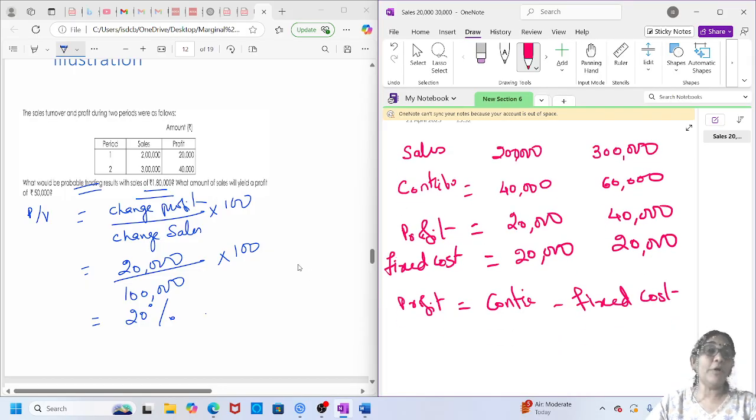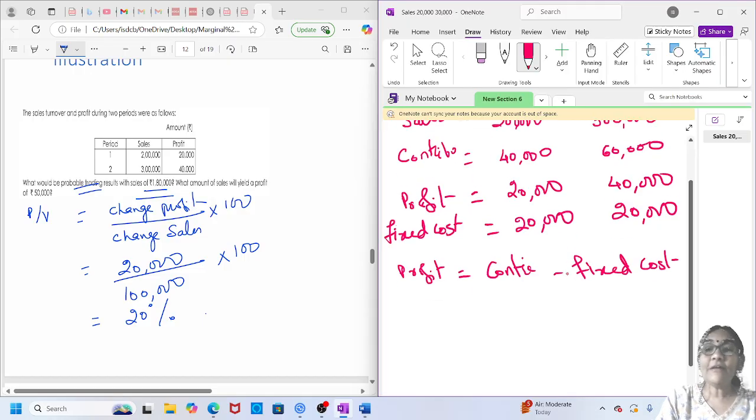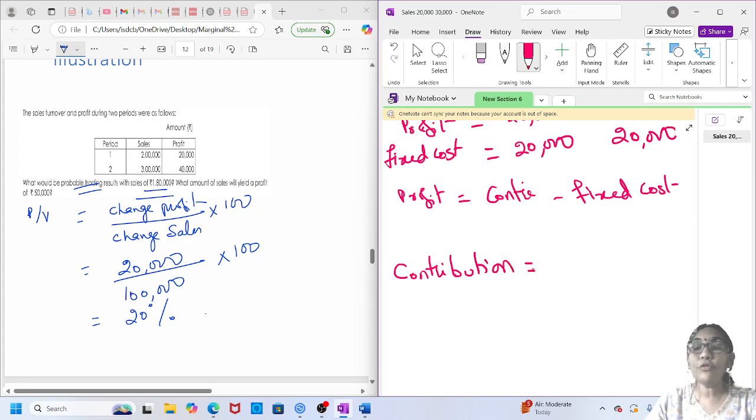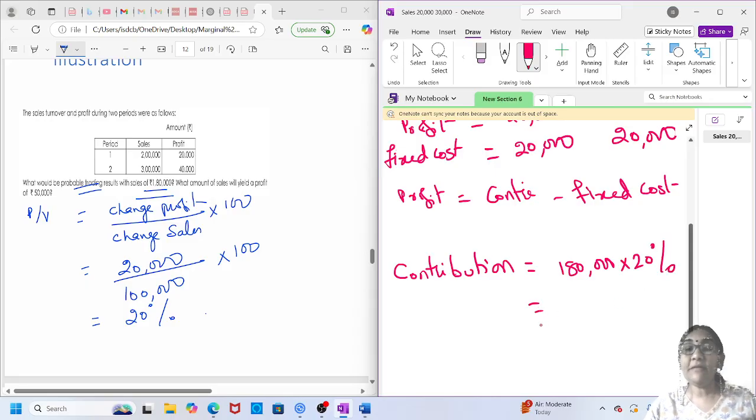So this is very important. First, calculate the PV ratio using the formula change in profit upon change in sales. Calculate the total contribution, subtract the profit from the contribution to get the fixed cost. Now they have asked us what would be the trading results with the sales of 1,80,000. So contribution with the sales of 1,80,000 would be 1,80,000 into 20%. That is the PV ratio.